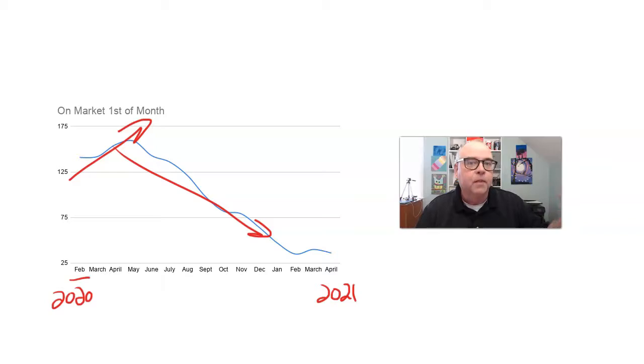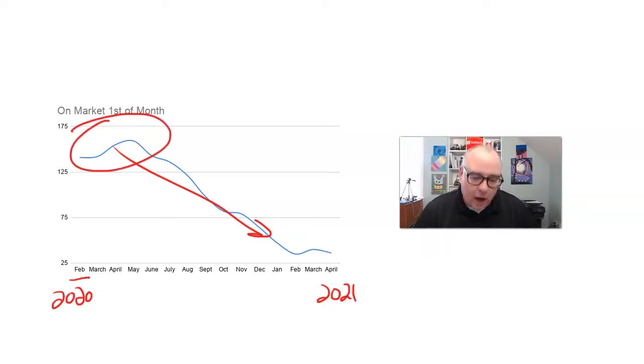April 6th. People start to put their properties on the market in the beginning of the spring. It's a beautiful time to go out shopping, go see houses. And you see that little bump up in the beginning of 2020 right there. And wow, look at the corresponding bump up. Oh boy, that's not a bump.